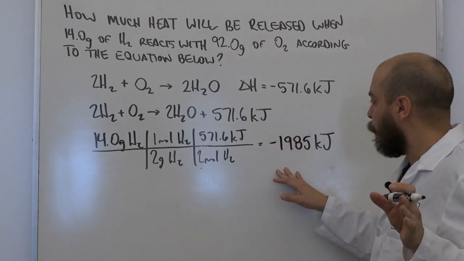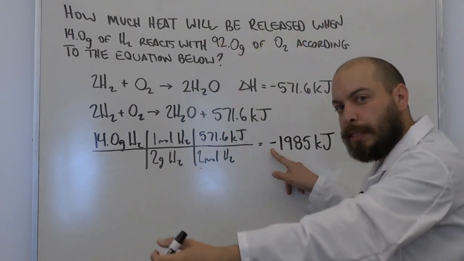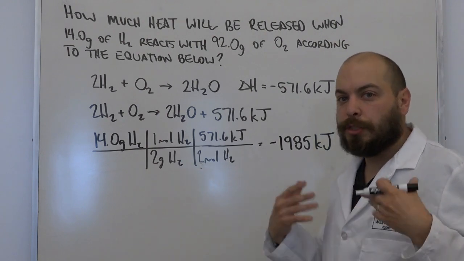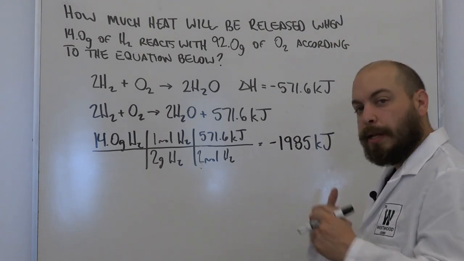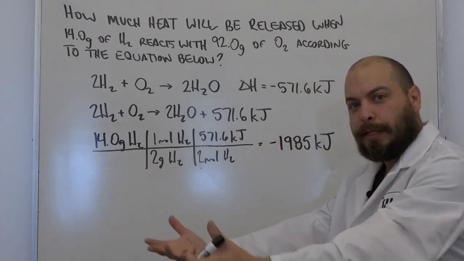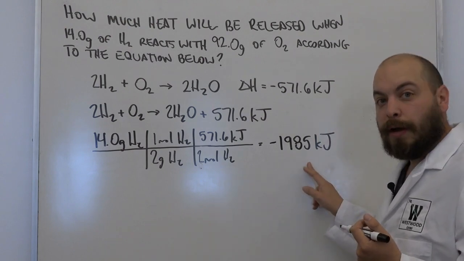Now, be careful. I've added the negative back in. Why? Because as I said, it's releasing that amount of energy. The negative sign in a delta H value is just going to tell us the direction. Is it going in? Is it coming out? If it's negative, we're talking exothermic. It's exiting the reaction. It's going out of the reaction. So it's a negative 1985 kilojoules.